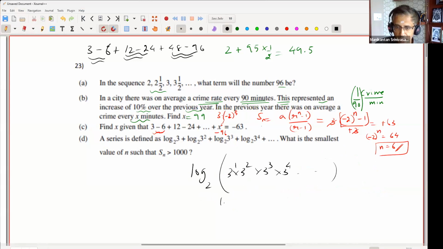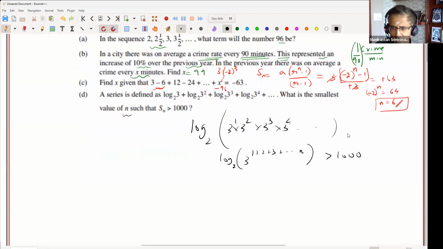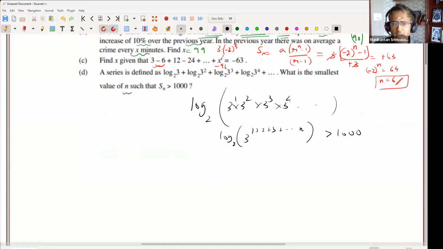Okay, so it becomes log of 2, 3 power 1 plus 2 plus 3 so on till n. Smallest value of n. He says n terms. I mean, he didn't say what n is, but he means n terms. So this must be greater than 1000. So Sn is greater than 1000, right?